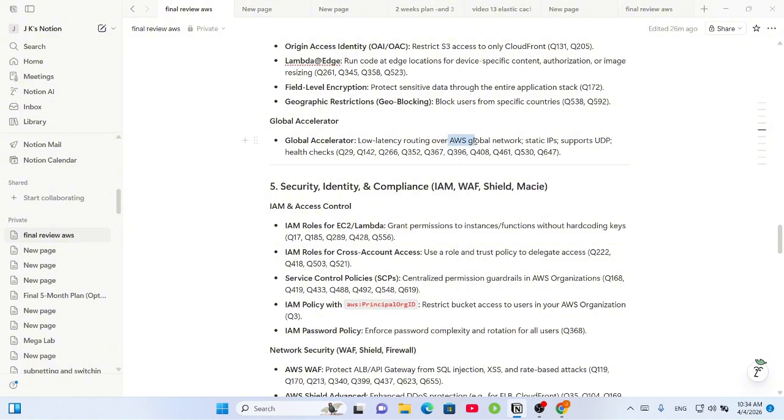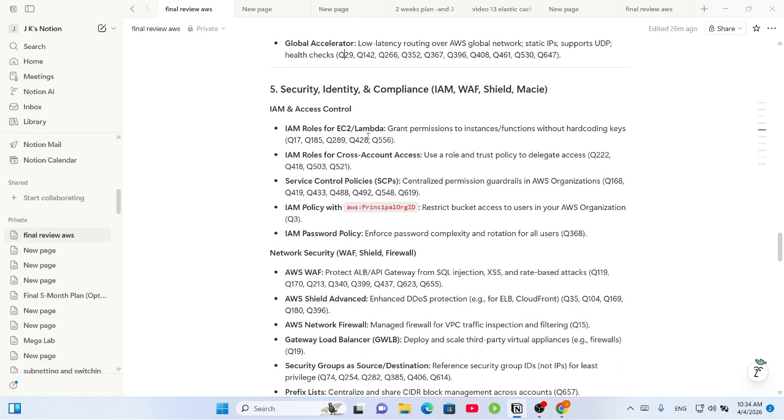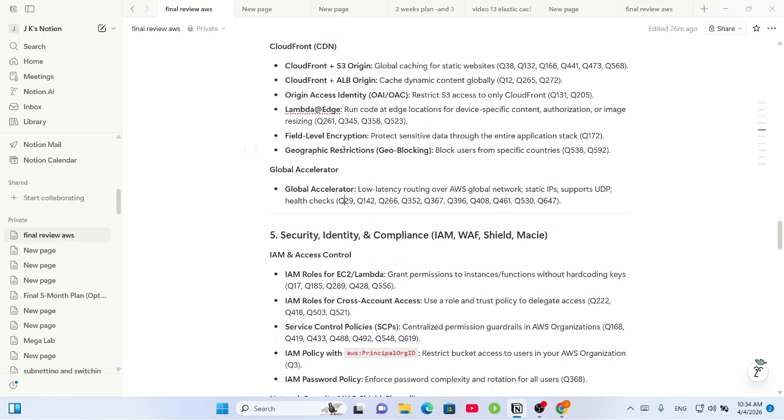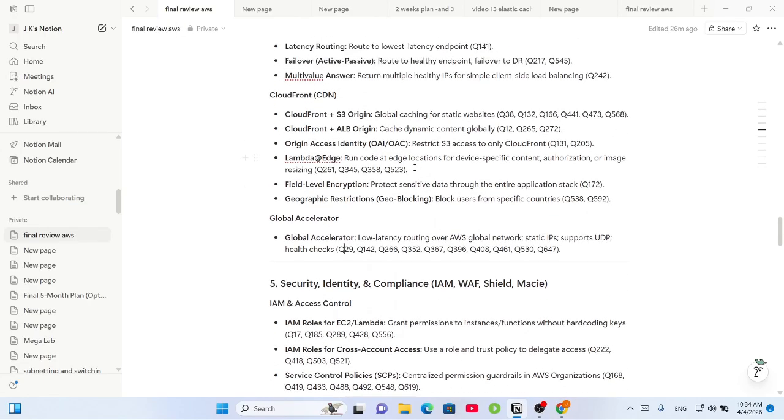Global Accelerator: low latency routing over the AWS global network, static IP, supports UDP, health checks. So before we move on, let's go ahead and see this one first. Just give us a second.